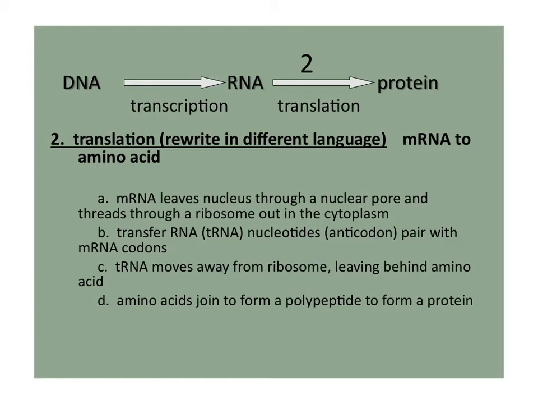We'll move on to translation. As I said here, rewrite in a different language because we are going from RNA to a protein, two different classes of biological compounds. That messenger RNA that we just produced in step 1 is now going to leave the nucleus through a nuclear pore and thread through a ribosome out in the cytoplasm. This is where the transfer RNA comes in. Remember, the messenger is a messenger. It travels. It goes from nucleus to cytoplasm.